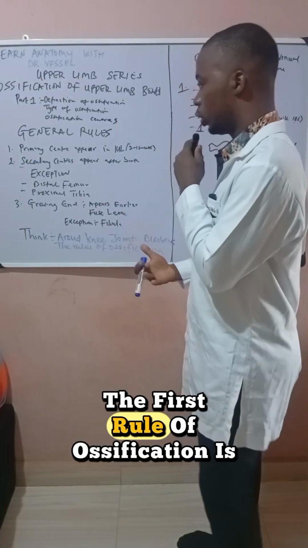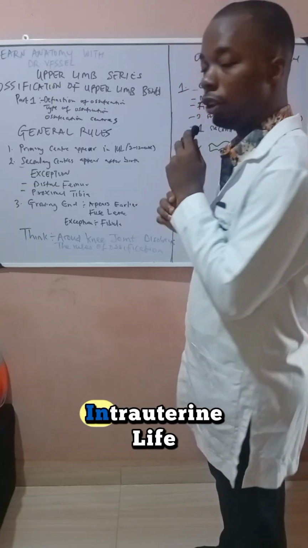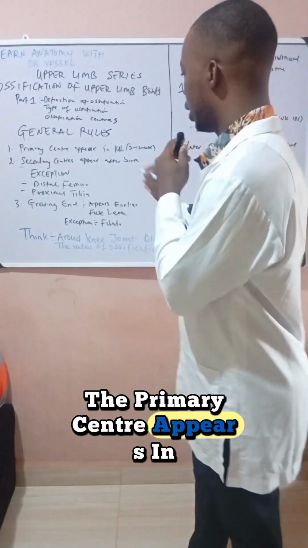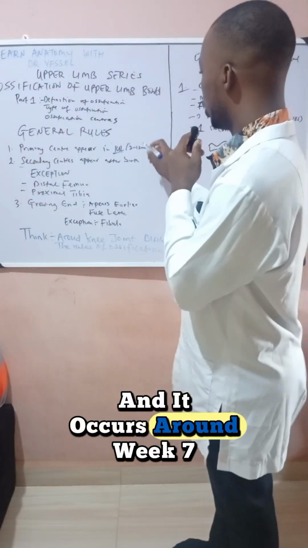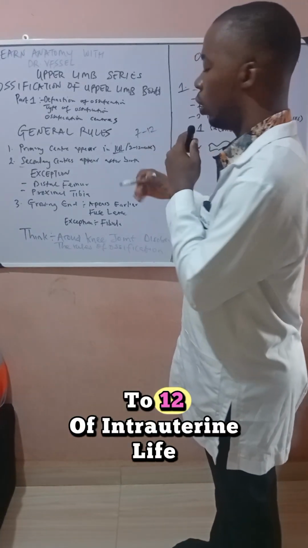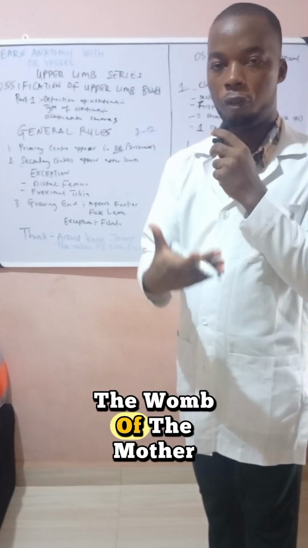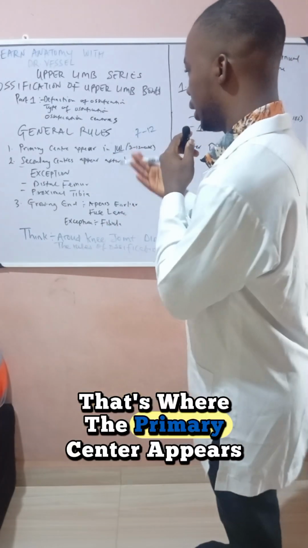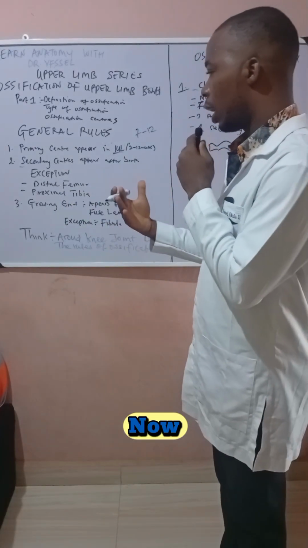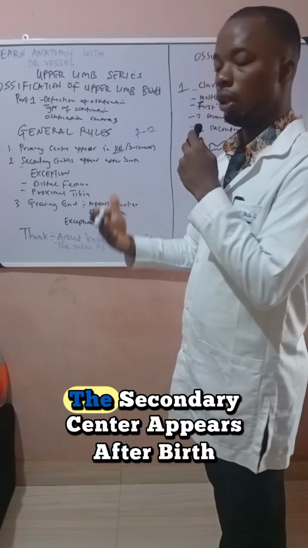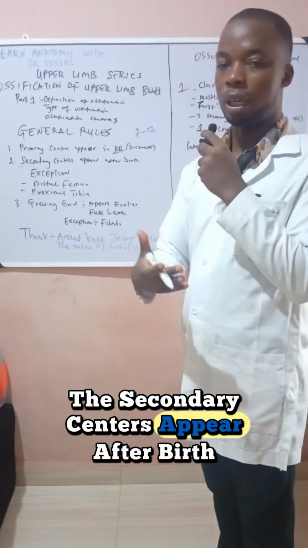The first rule of ossification is that the primary centers appear in intrauterine life. The primary center appears in intrauterine life, and it occurs around week 7 to 12 of intrauterine life, when the child is still in the womb of the mother. That's where the primary center appears. Now, the secondary centers appear after birth.